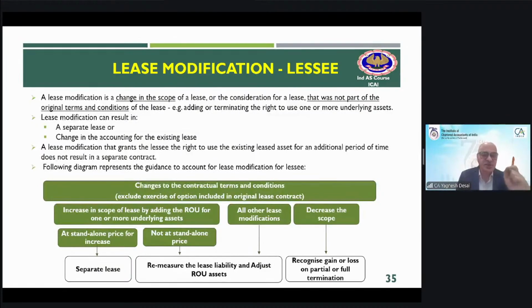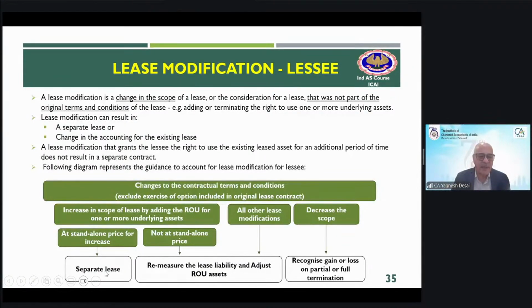Lease modification is a change in the scope of the lease or the consideration for the lease. That means your underlying assets go up or come down, which was not a part of the original terms and conditions of the lease. For example, adding or terminating the right to use one or more underlying assets. This does not mean it is not considered a lease. Basically, there are two types: either it is a separate lease or it is a part of the same lease.